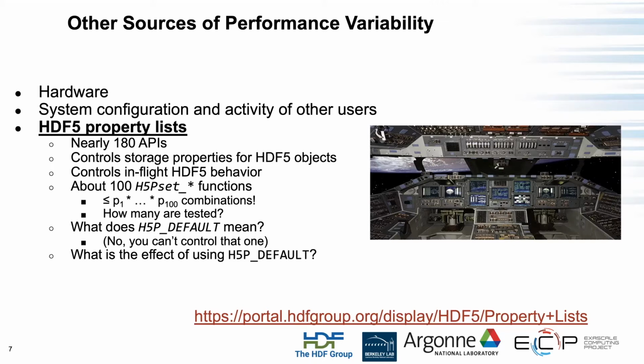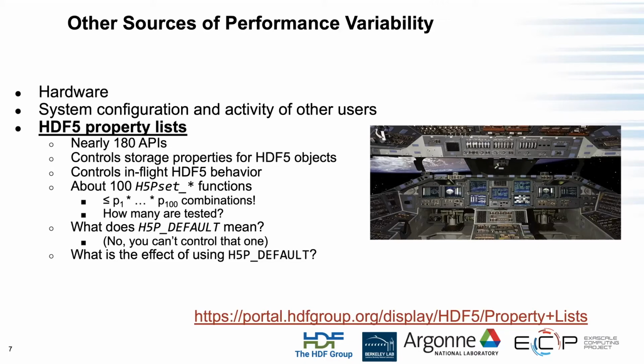And then the final performance variability is the property list. There are nearly 180 APIs in the H5P functions. What the H5P functions do essentially is control the in-flight behavior of HDF5. There are about 100 H5P set functions, and so that's a lot of combinations that you can test to see how each of those affects performance.